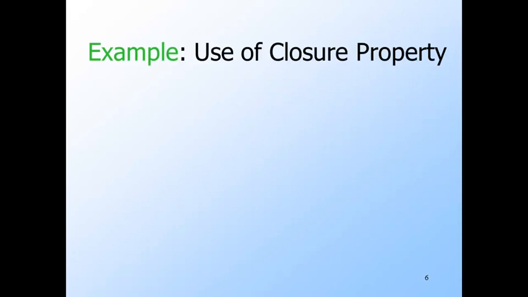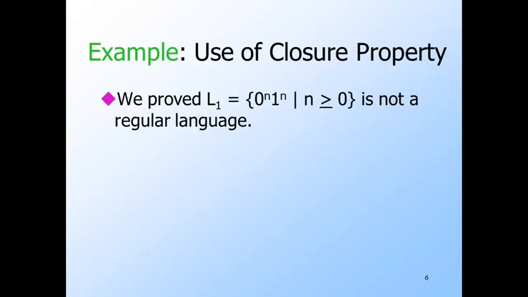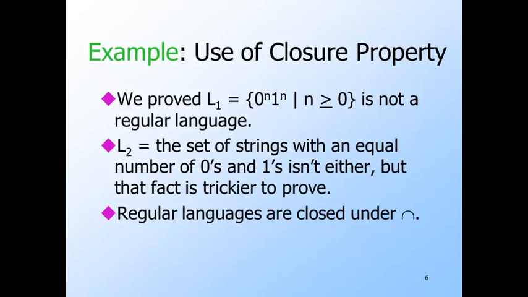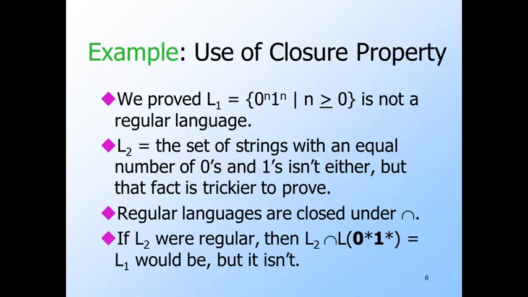Here's an example of how closure properties prove useful. Remember we proved using the pumping lemma that L1, the set of strings of zeros followed by an equal number of ones, is not a regular language. L2, the set of all strings with an equal number of zeros and ones, isn't regular either. However, suppose L2 were in fact regular. Then since regular languages are closed under intersection, the intersection of L2 with the language of the regular expression 0 star 1 star would also be regular.